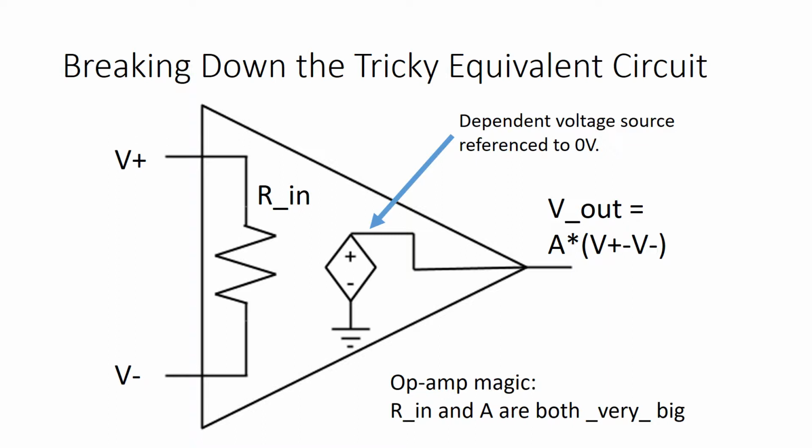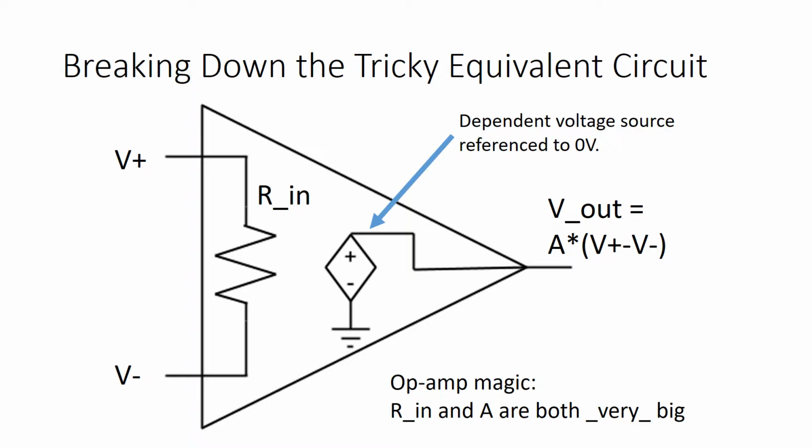It's called a dependent voltage source, and it just means that it produces a voltage that is set by other values in the circuit. In this case, the voltage is A times (V plus minus V minus), which is a byproduct of tricky circuits inside the op-amp that we talk about in bigger detail later. The dependent source is attached to ground on one side and the output on the other side, which is just telling us that the V out voltage is always generated relative to 0 volts.